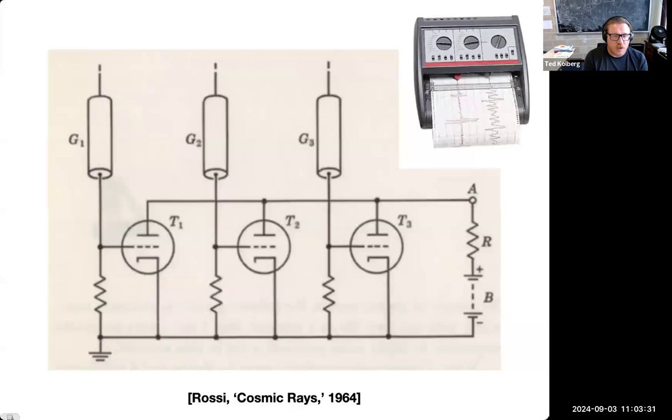Yeah, very good. So this is the insight that was had by people around this same time. And what they started to do was to build up various geometric arrangements of multiple tubes and then connect them to coincidence circuits. This is a picture from Rossi's book, Cosmic Rays, from 1964.